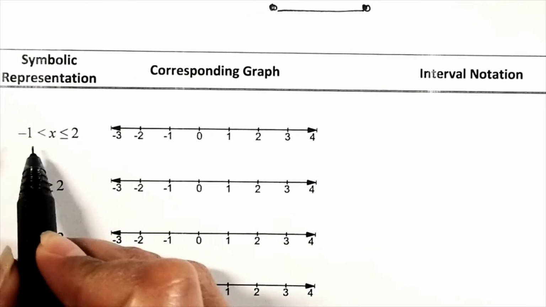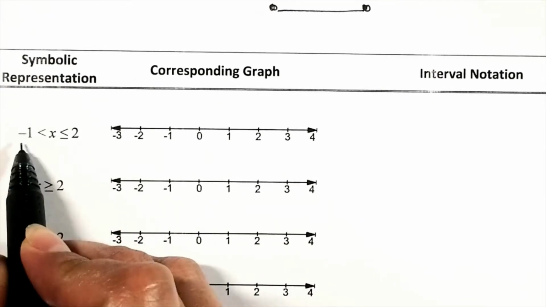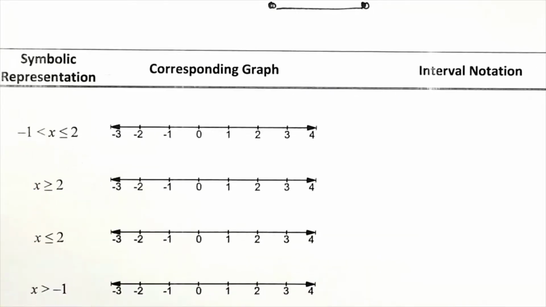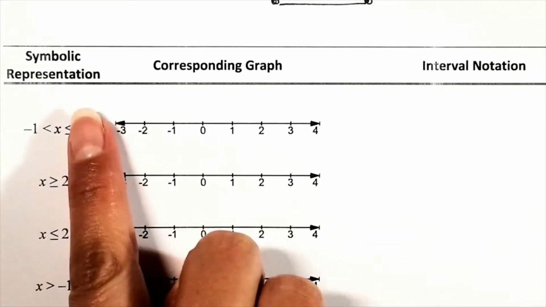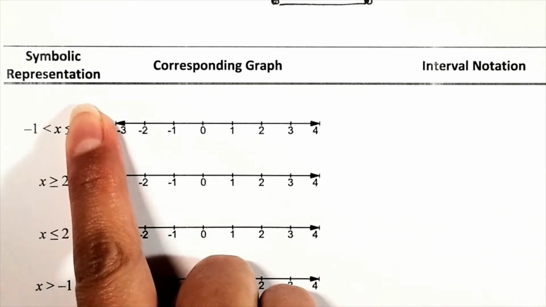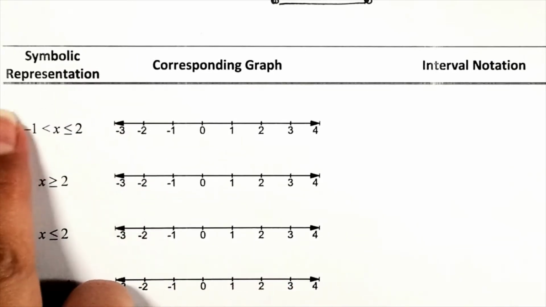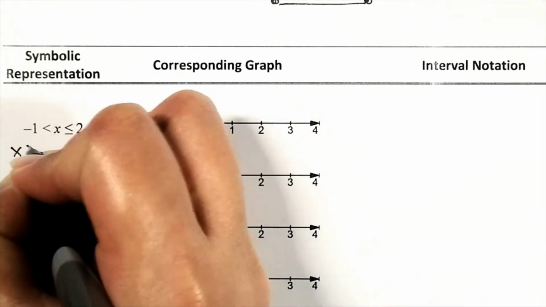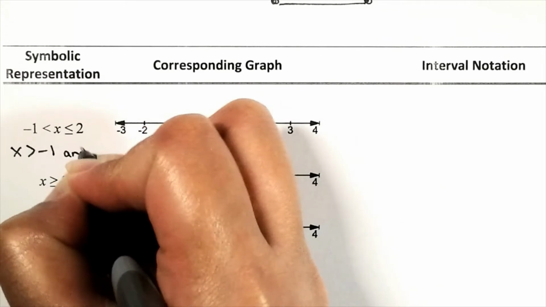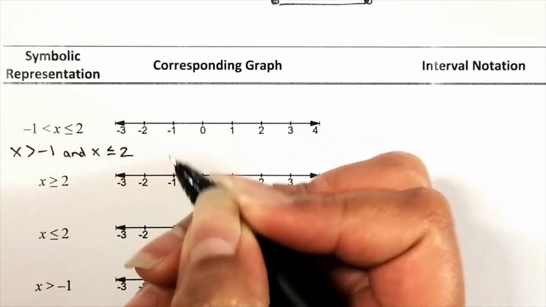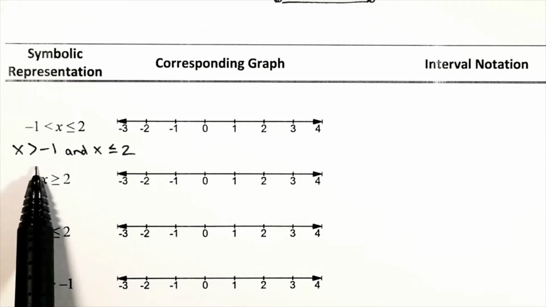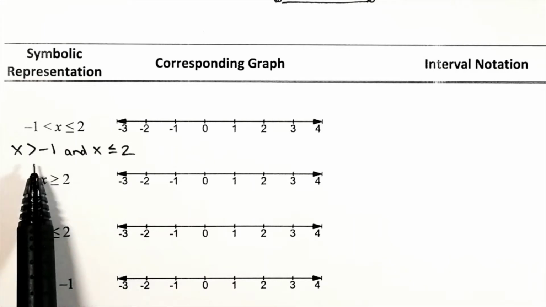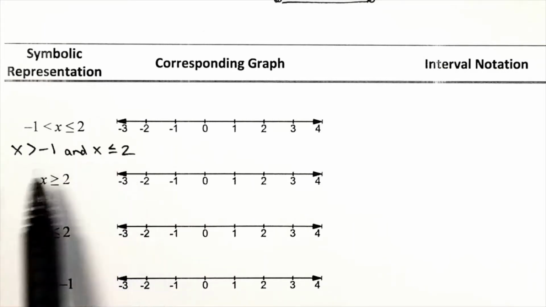When we read this statement from left to right, it reads -1 is less than x, and x is less than or equal to 2. Let me go ahead and write this. From the variable, the first part, what needs to happen? x has to be greater than -1, and at the same time, x has to be less than or equal to 2. So I'm going to write x is greater than -1, and x is less than or equal to 2. We want to graph all the numbers that are bigger than -1 and at the same time are at most 2. First I'm going to highlight if the endpoints are included.